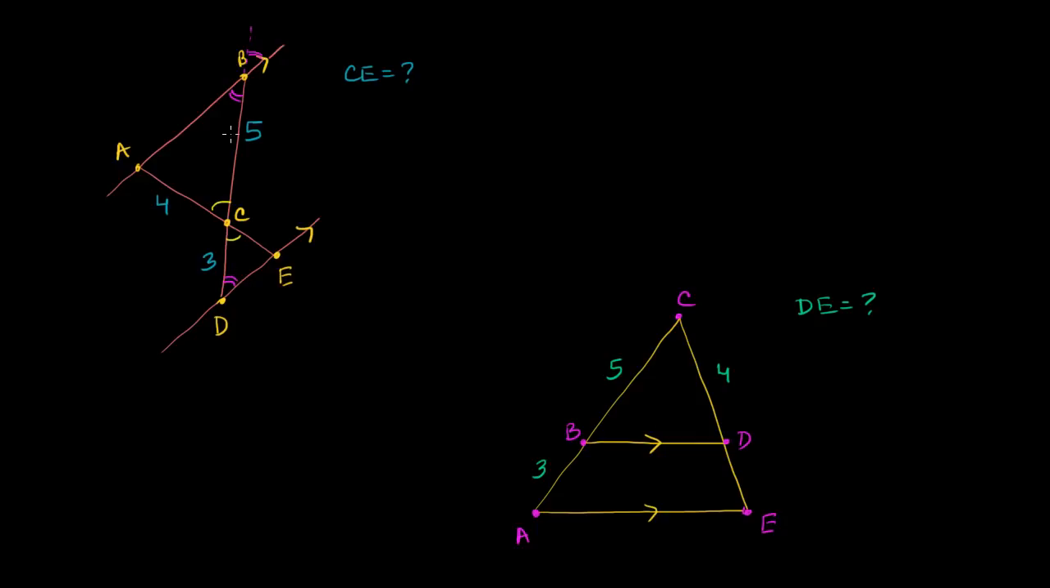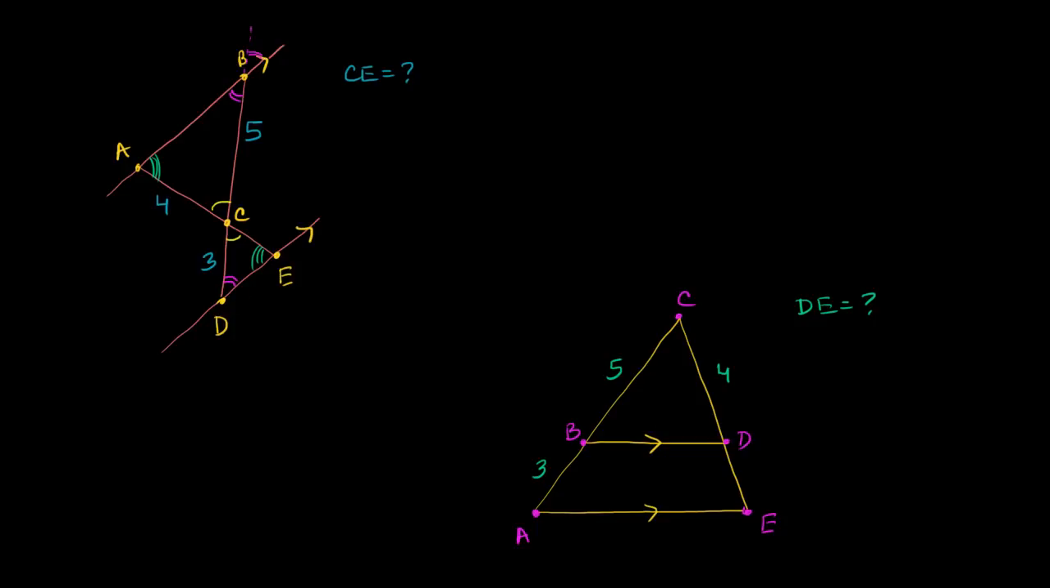So we've established that we have two triangles, and two of the corresponding angles are the same. And that by itself is enough to establish similarity. We actually could show that this angle and this angle are also congruent by alternate interior angles, but we don't have to. We already know enough to say that they are similar.